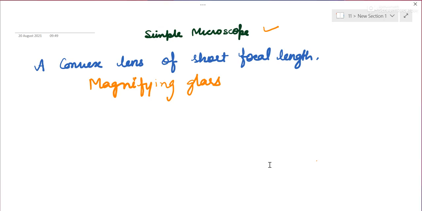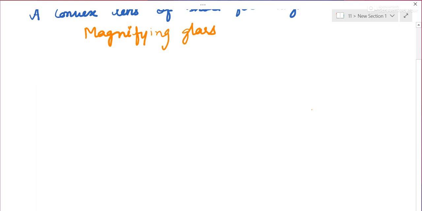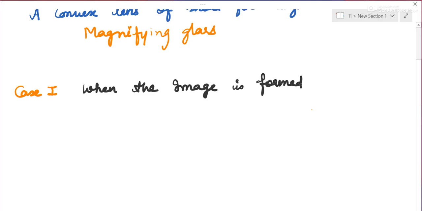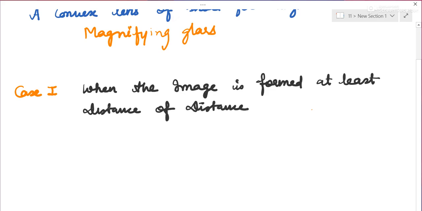So fine, let us draw the ray diagram. See, there are two cases, and in both the cases we have to obtain the expression for magnifying power. So what is case number 1? When the image is formed at the least distance of distinct vision. We all know what the least distance of distinct vision is. For the human eye it is 25 centimeter.